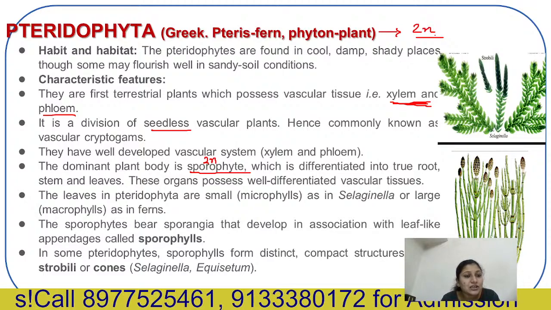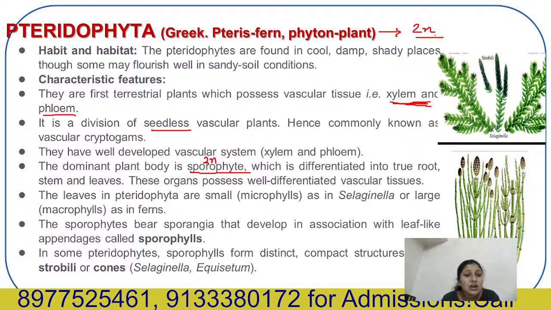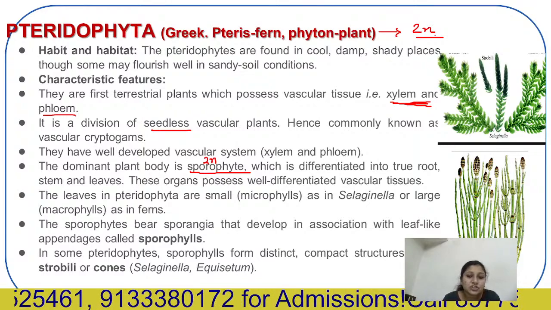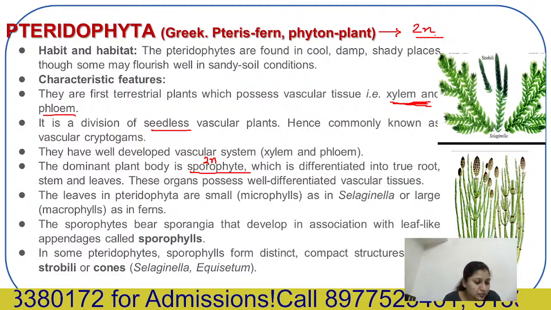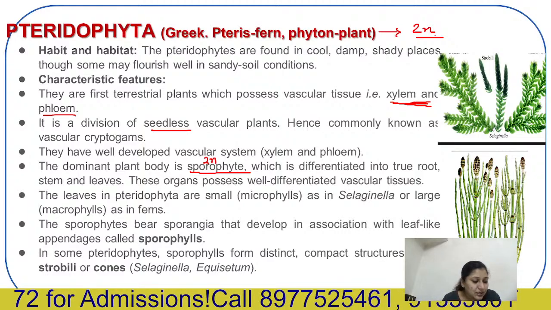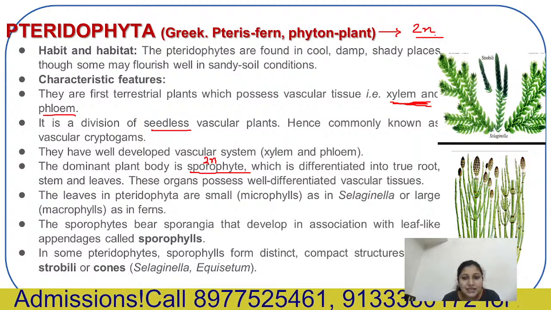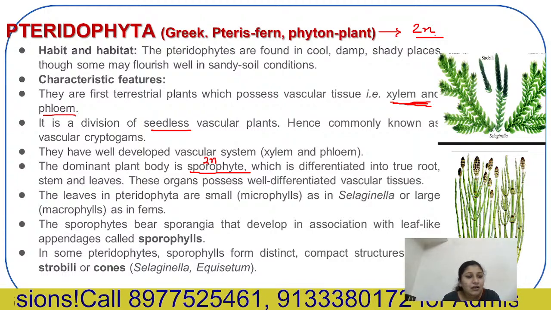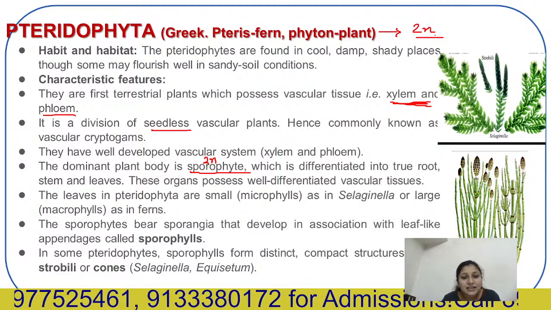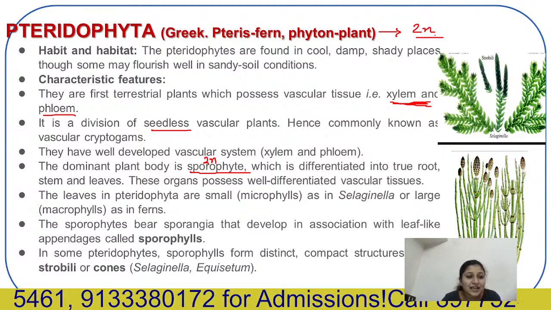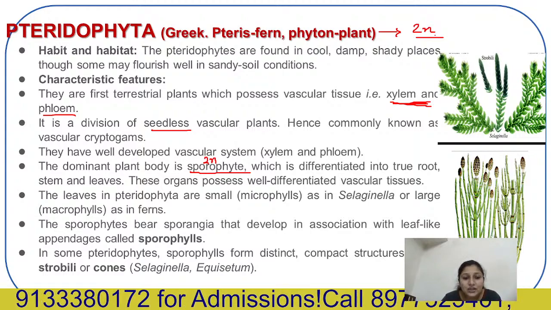See, that's why in pteridophytes the dominant phase is the 2n stage, that is diploid, the sporophytic stage, which is differentiated into root, stem and leaves. These organs possess well differentiated vascular tissue. Leaves in pteridophytes are small as in Selaginella, and are large in case of ferns. Sporophytes bear sporangia that develop in association with leaf-like appendages called sporophylls.